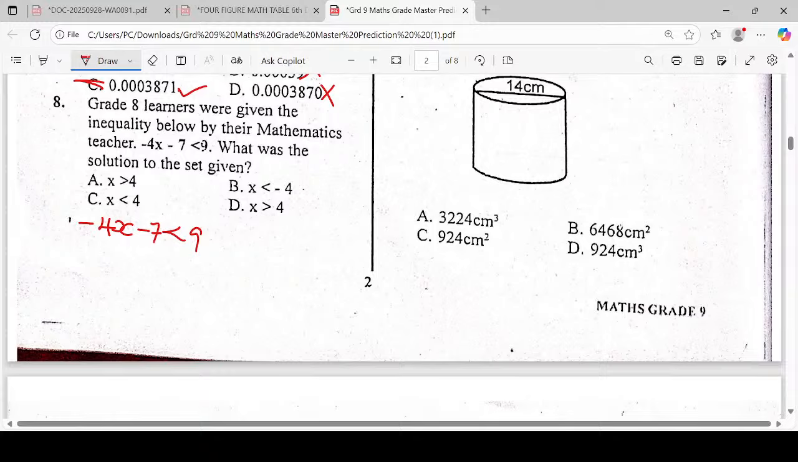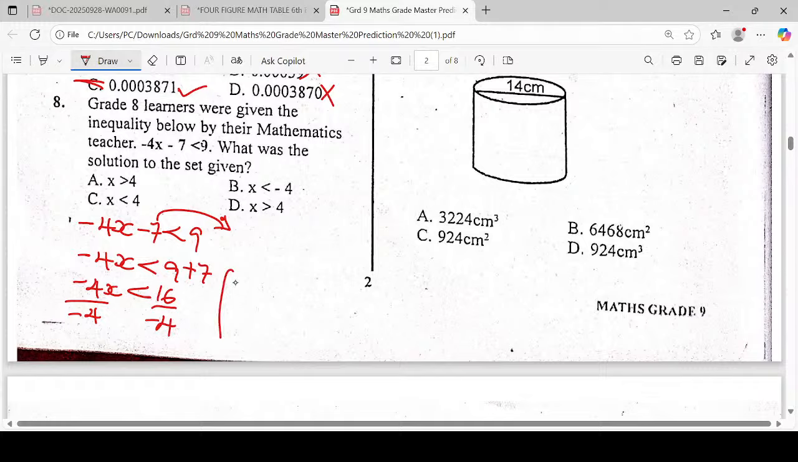So you collect the like terms. Negative 7 closest to the right will become positive 7. Here I'll be left with negative 4x being less than 9 plus 7. So this is going to become negative 4x will be less than 16. I want to get the value of x. Therefore, I'm going to divide by negative 4 on both sides.